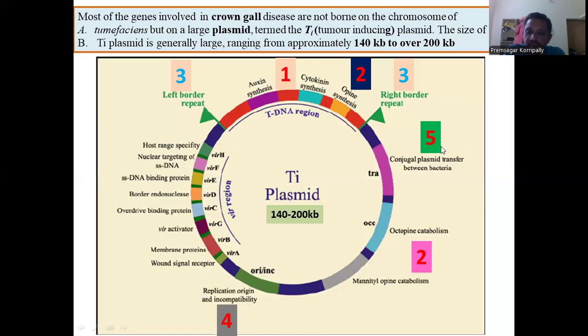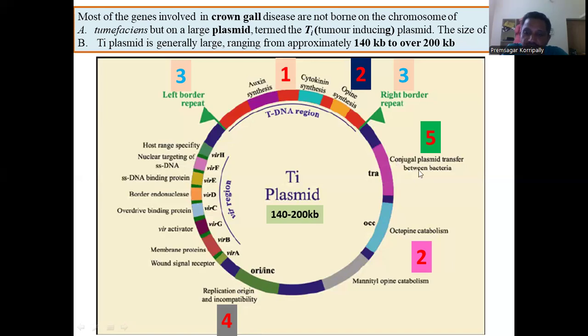The next one is the origin of replication. Here, this is the origin of replication. You can see this is the origin of replication. This origin of replication will help the plasmid to undergo autonomous replication in Agrobacterium tumefaciens.